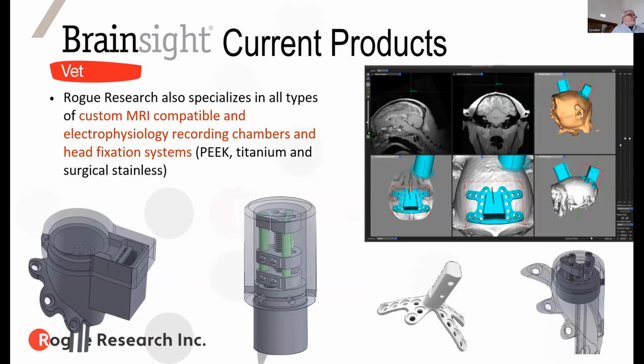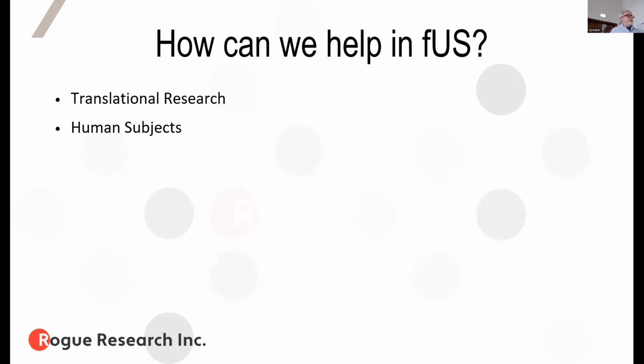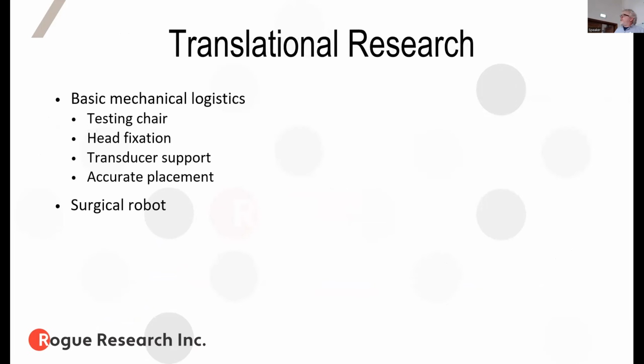The idea here, in the context of focused ultrasound, is that these apparatuses get very complicated, right? So we can put all of this experience to bear to try and solve these new research problems. In translational research, for example, we can look at the testing chair, the head fixation that we've done, and transducer support, so adding focused ultrasound to this group of other things. But typically, you're not using focused ultrasound in a vacuum, you're doing it in the context of a more complicated experiment. So for us, it's a matter of introducing this new device into this ecosystem, right? And then using the navigation system to ensure that you place it accurately.